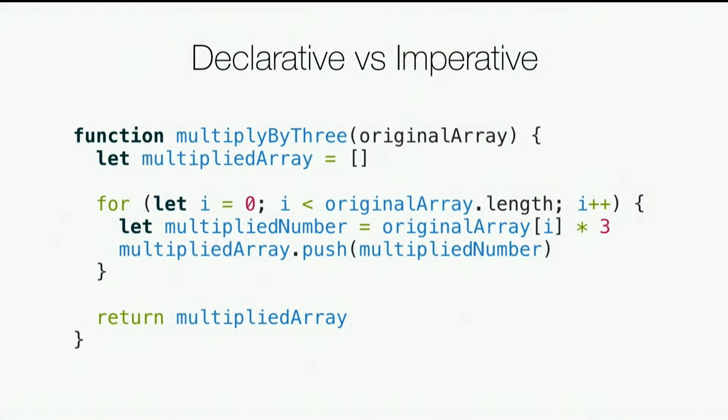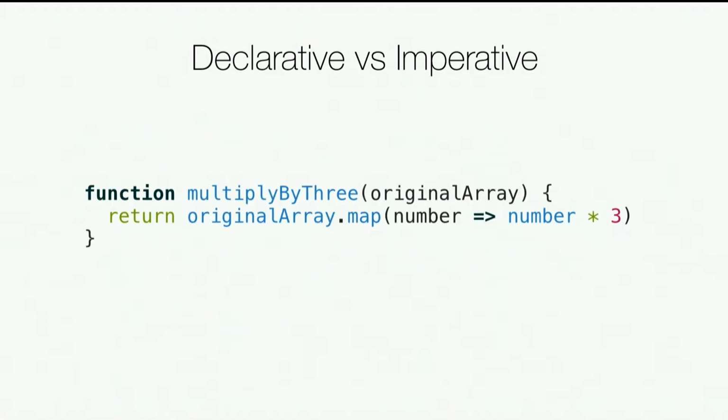Is there another function that we know that would do the same thing in a much more declarative way? We've used it a few times at this point. Map, yeah. So that same function can be original array.map number times 3. So basically, I'm declaring what I want to happen. I'm saying just go over this array and multiply everything by 3 and give me that, as opposed to all those individual steps.